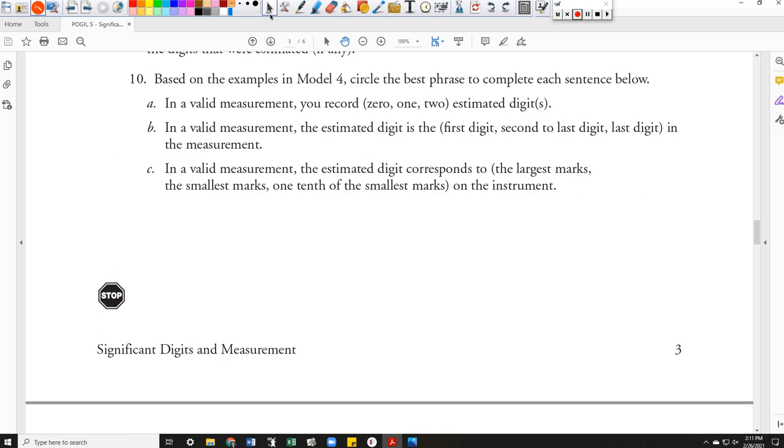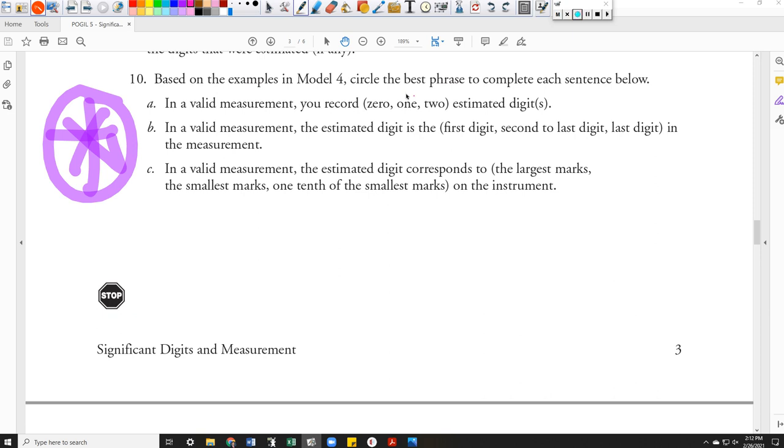Put a big, huge star beside this one. This is what we're fixing to get into. These next three answers are going to determine how you are able to do the next worksheet. So in model 4, circle the best phrase split sentence. In a valid measurement, you record 0, 1, or 2 estimated digits.